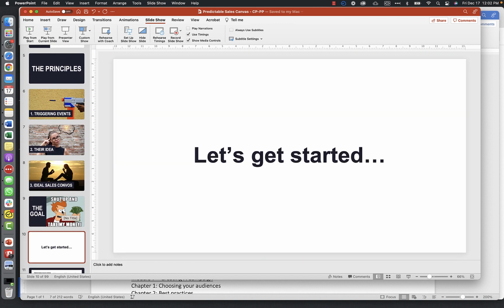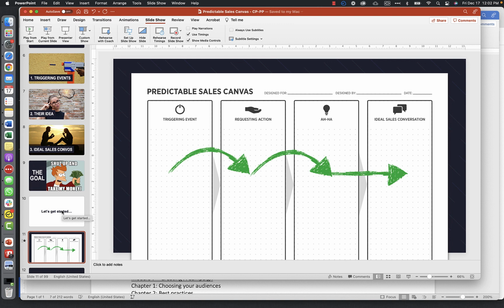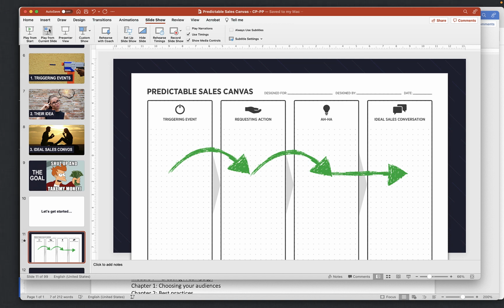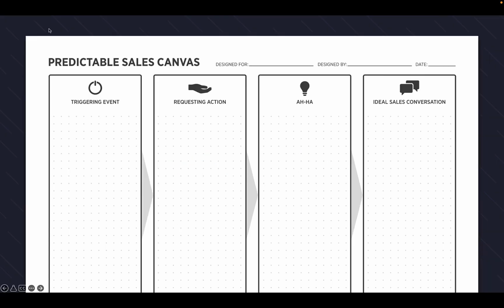So let's get started. Here's the Predictable Sales Canvas worksheet. This is in the resources and documents section. Again, like with all other trainings, feel free to print this out or write it up on the whiteboard. If you're doing this with other students or other teachers or administrators, just throw it up on the whiteboard. Everybody can write down their ideas on sticky notes and then kill, combine, and transfer later on. If not, just go ahead and print this out.